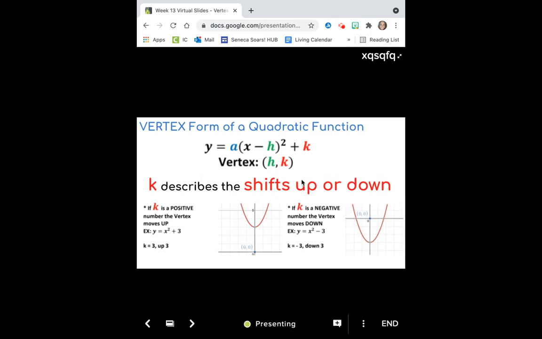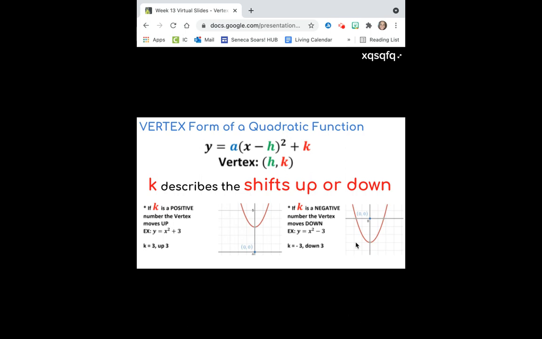And then the k value, that number at the very end of the equation, that describes the shifts up or down. So if we put a plus something at the end of the equation, like if you look at this example, plus 3, that tells us that our k value is 3, which means our vertex moved up 3 units. If the k value is a negative number, so for example, x squared minus 3, that would tell me that my parabola shifts down 3 units.